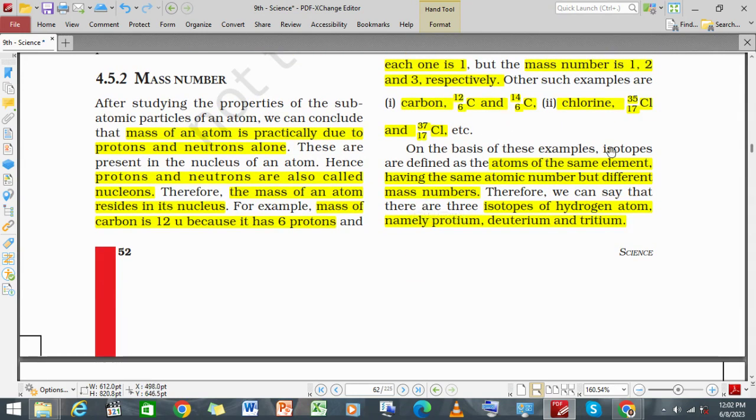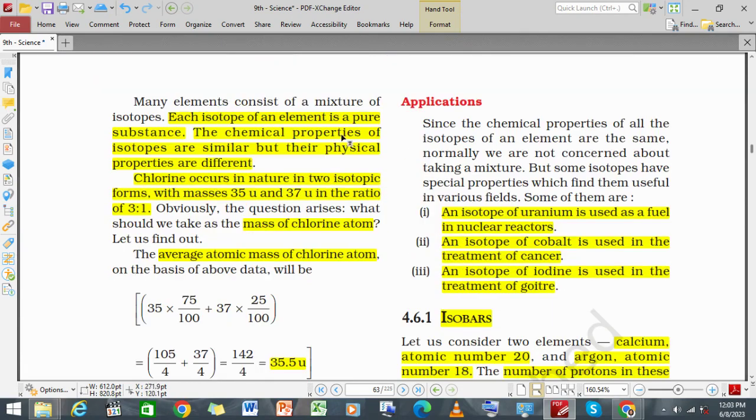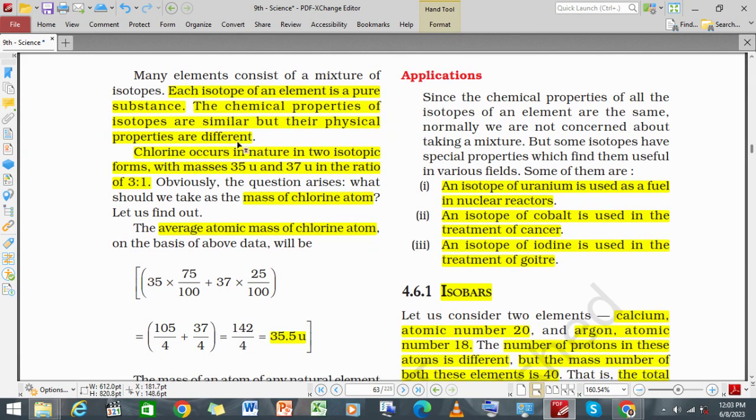On the basis of these examples, isotopes are defined as the atoms of the same element having the same atomic number but different masses. All right, they have different masses but the same atomic number. Now, the isotopes of hydrogen we have talked about are protium, deuterium, and tritium. How is it protium? Protium is 1, so 1, 1. Deuterium is 2. Deu means 2, hence it will have a mass number of 2. And tri means 3, that means the mass number will be 3. Now, each isotope of an element is a pure substance, and the chemical properties of isotopes are similar, but their physical properties are different.